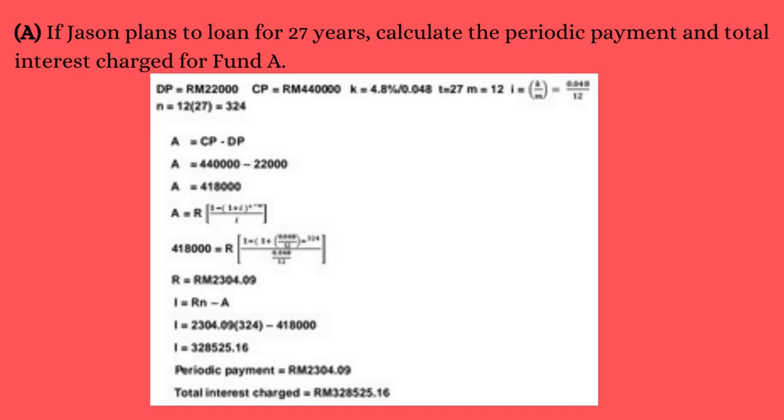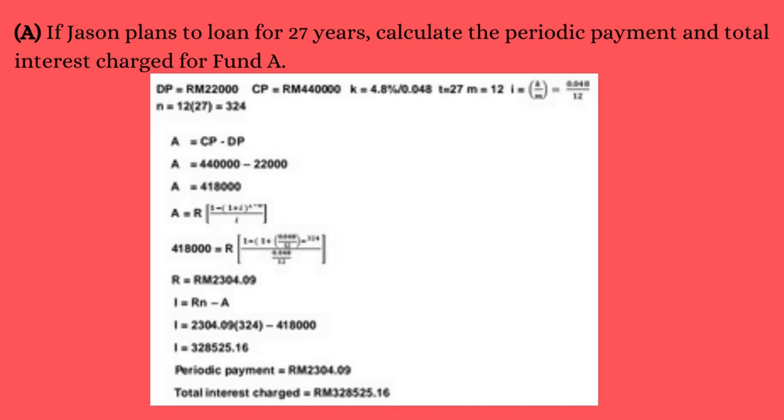A equal to 440,000 minus 22,000. So the answer is 418,000 for annuity. Second, I use the formula A equal to R bracket 1 minus bracket 1 plus I bracket power of negative n over I close bracket.